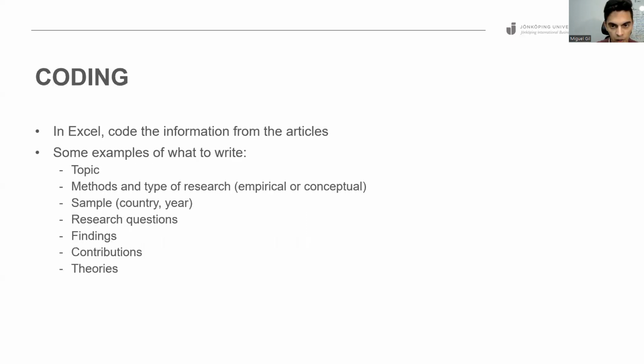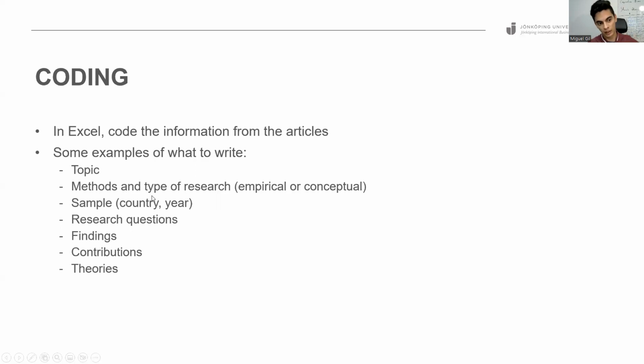And then in terms of the coding, because coding is very important and it will help you, because otherwise you get lost. So in Excel, try to have, as I said before, some columns with these things in here. Of course, the name of the paper, the name of the author, the year, and so on. But the topic is very important.